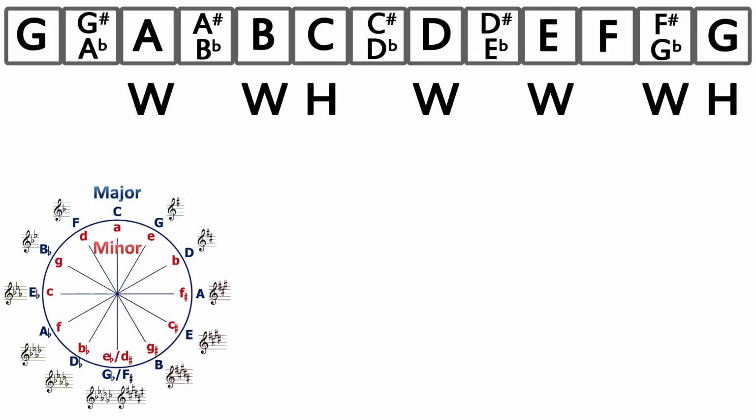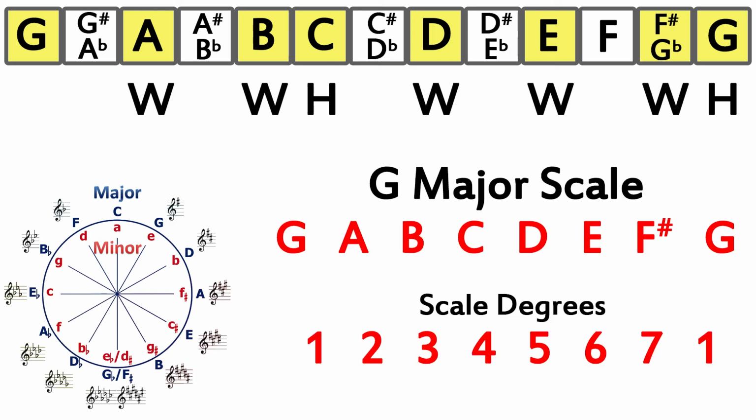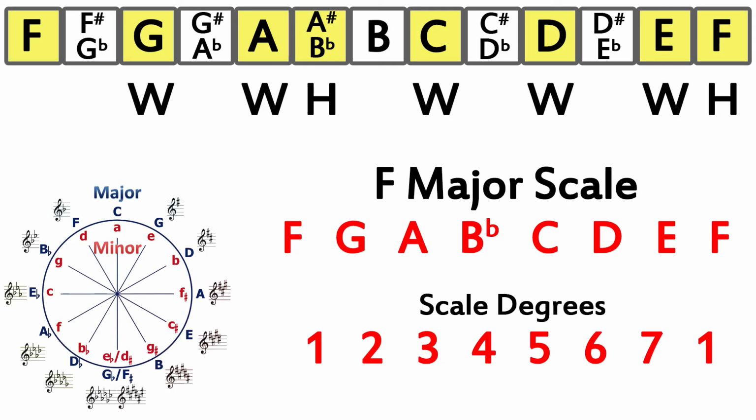If we instead overlay this whole half pattern starting on G, then you see we do, in fact, have all natural notes save one, F sharp. As the circle of fifths showed us, G major has one sharp located on F. Let's shift it again and start on F. And once again, it's just as the circle says it should be, where F major gets one flat located on B.